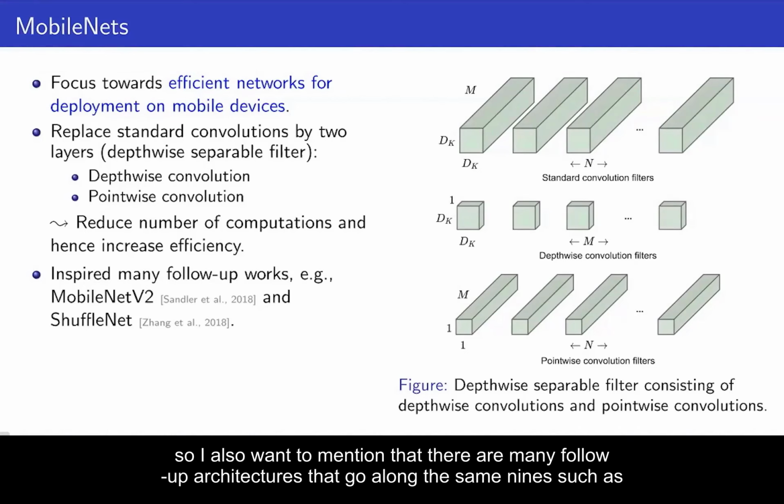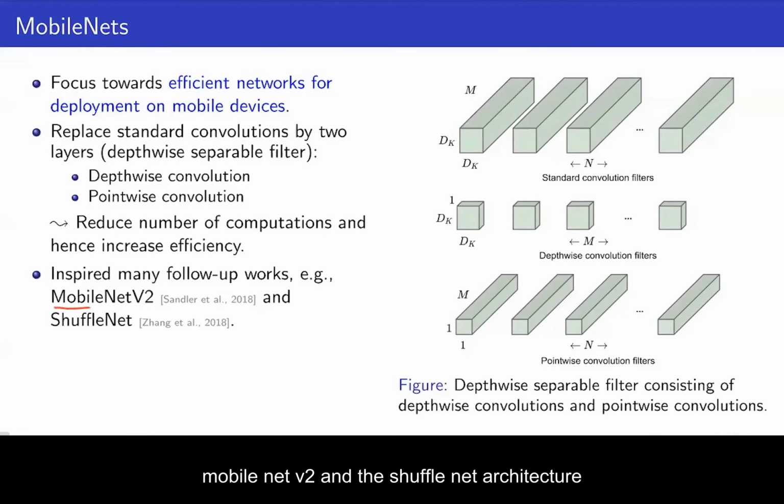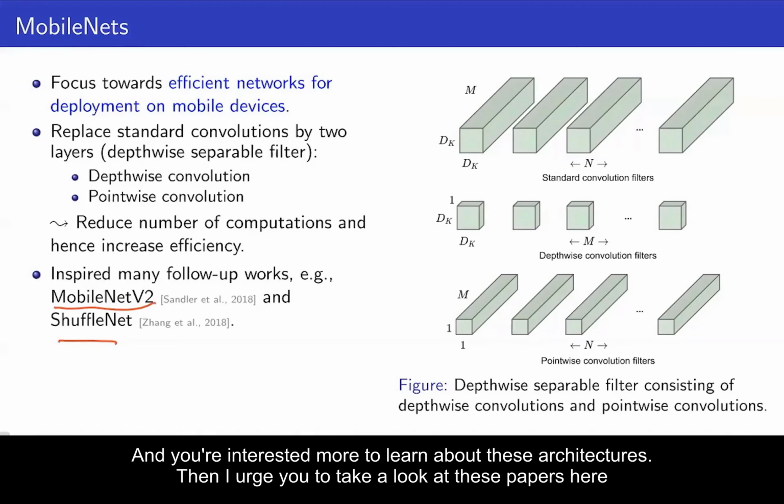I also want to mention that there are many follow-up architectures that go along the same lines, such as MobileNet v2 and the ShuffleNet architecture. And if you're interested to learn more about these architectures, then I urge you to take a look at these papers here.